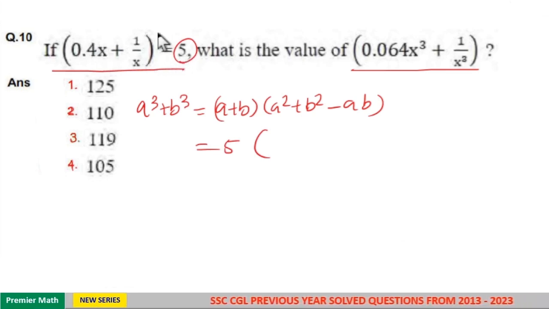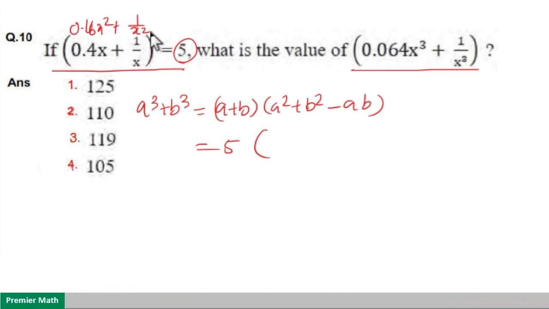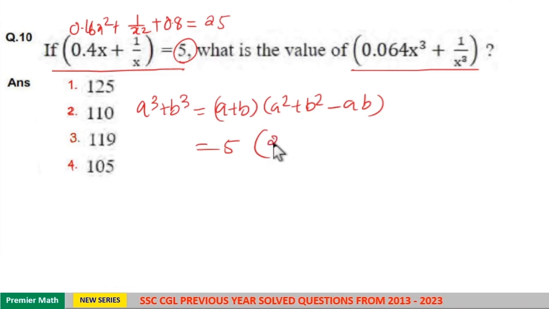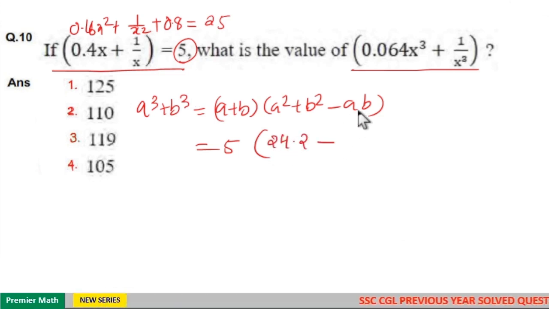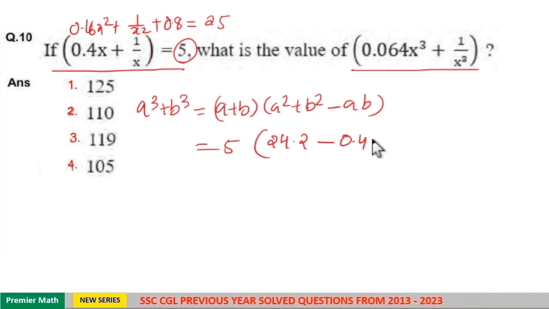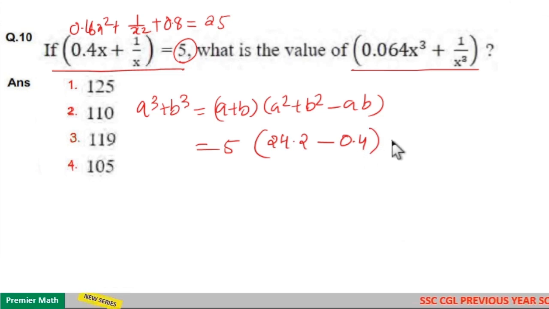a plus b is 5, which means if you square it, this will become 0.16x square plus 1 by x square plus 2 into 0.4x into 1 by x, which is 0.8, and this is equal to 5 square, 25. Now you can see a square plus b square is equal to 25 minus 0.8, which is equal to 24.2. Minus ab means a into b. 0.4x into 1 by x is 0.4. So 24.2 minus 0.4 is equal to 23.8.